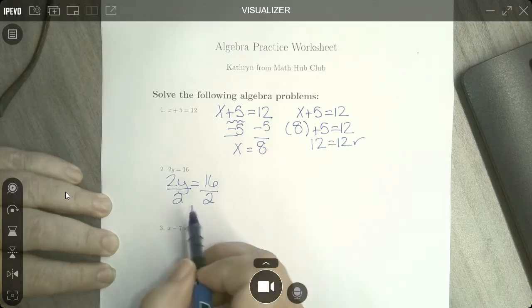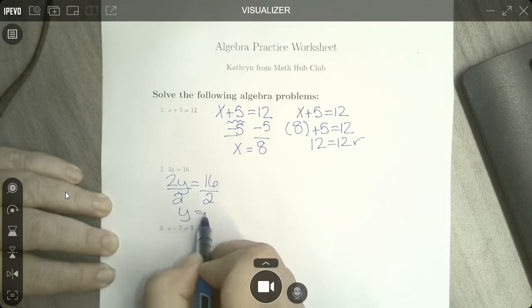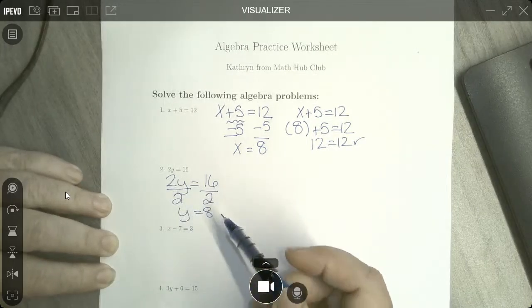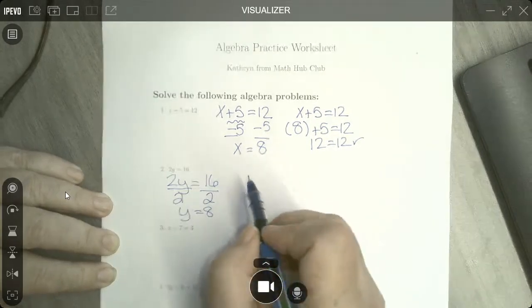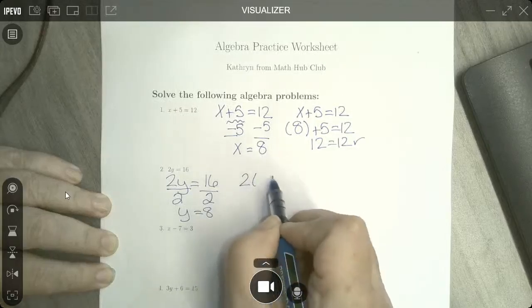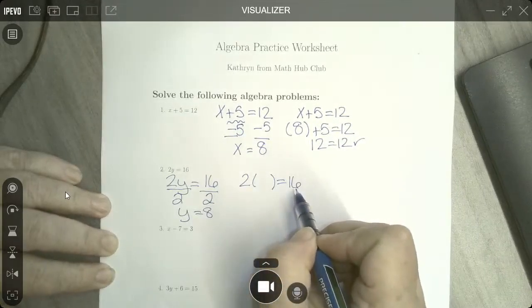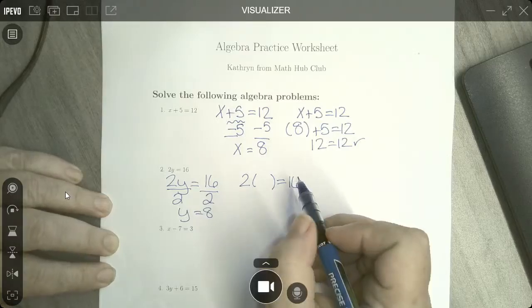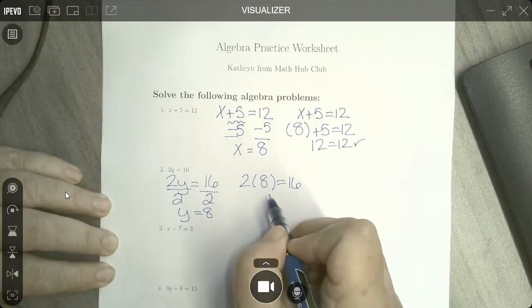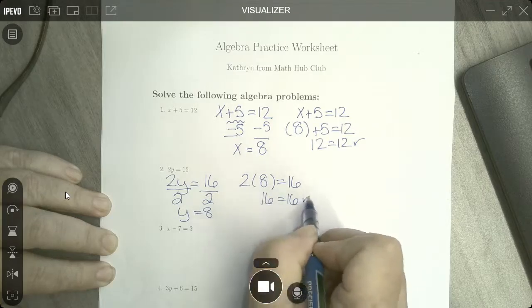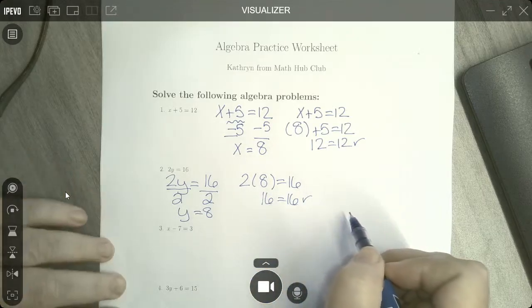Well, 16 divided by 2 is 8. And by the way, 2 divided by 2 is 1. So we did it. But you know what? Let's check it. So I like to rewrite my equation and put a parentheses wherever my variable is. And in this case, my variable is 8. I'm going to put an 8 in there. 2 times 8 is 16. We have 16 equals 16. Yeah, we did that one right too. Cool.